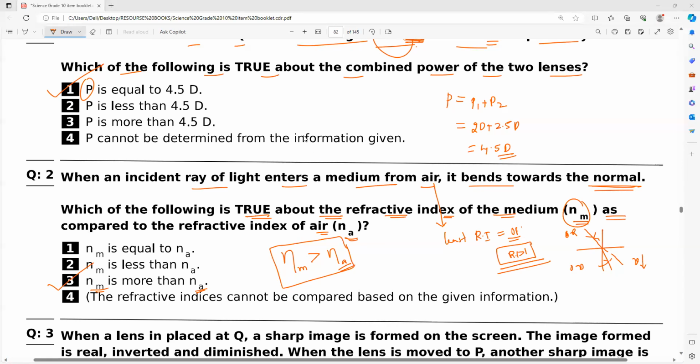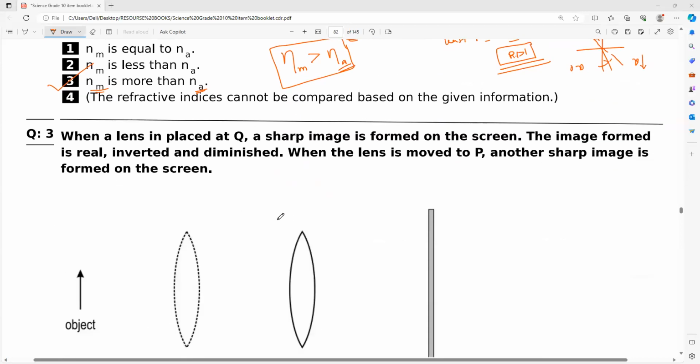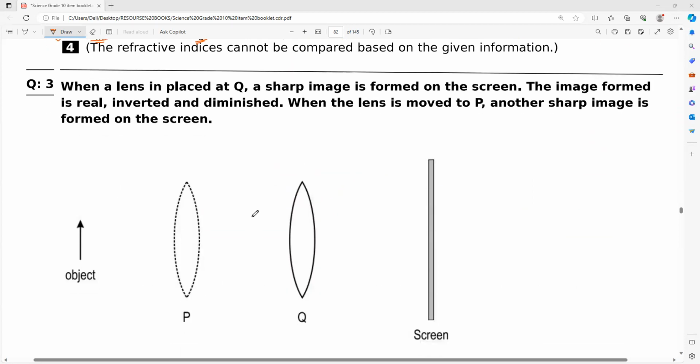Yes, completed everybody? So next question. Call your friends. So next question, you see that. This is a good question actually. You can see here the screen will never move, the object lens will move. So now you see that the question is really a good question.